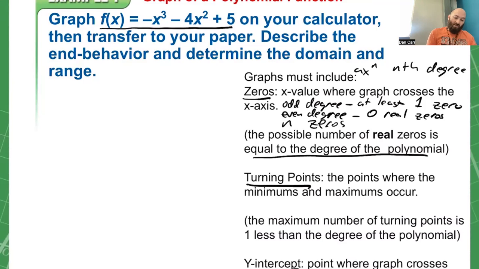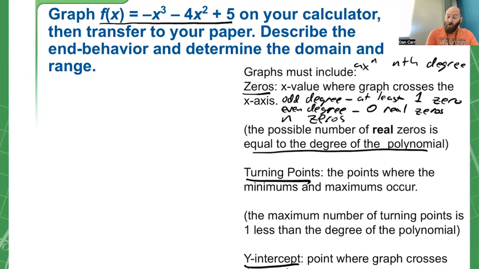Okay, turning points. These are the points where the maximums and minimums occur. So here are my turning points, here and here. So that's what we refer to as turning points, those spots there and there. They kind of look like a vertex, but if I have more than one vertex in a way, then I've got to account for that. There's more than one turning point.